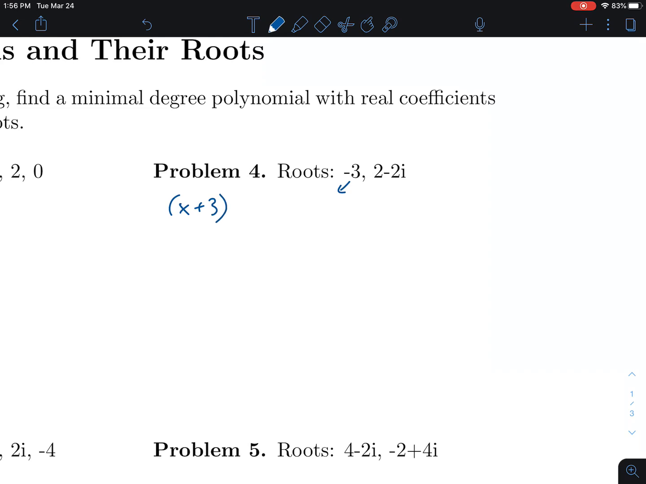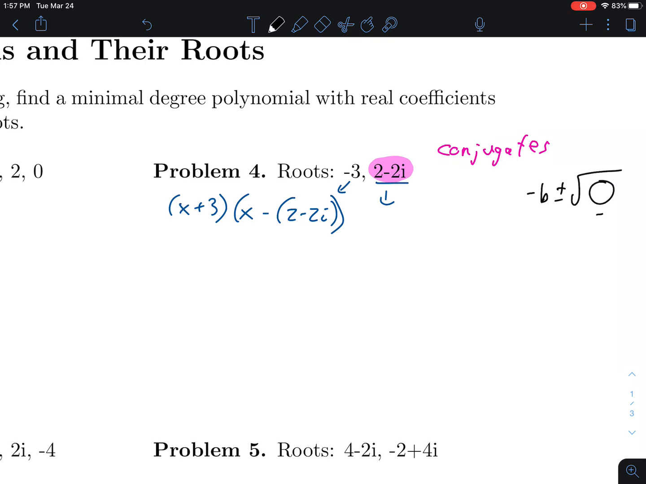Negative 3 tells me I have a factor of x plus 3. 2 minus 2i gives me a factor of x minus 2 minus 2i. The only thing is, every single complex or imaginary root also has its conjugate. It always has its conjugate. Why does that occur? Because in the quadratic formula, I have negative b plus or minus the square root of, and if you get a negative in the square root, that's how you get your i. The plus or minus is why there's always its conjugate in there.